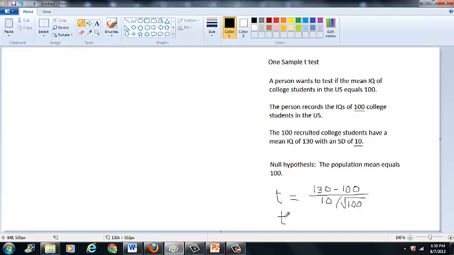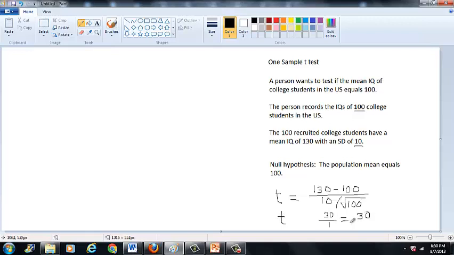The top will end up being 30. The bottom is 10 divided by the square root of 100. The square root of 100 is 10, so it's 10 divided by 10, which comes out to 1. It comes out to 30, which is a large t-score. The only thing we really have to check is whether this t-score reaches the critical value.